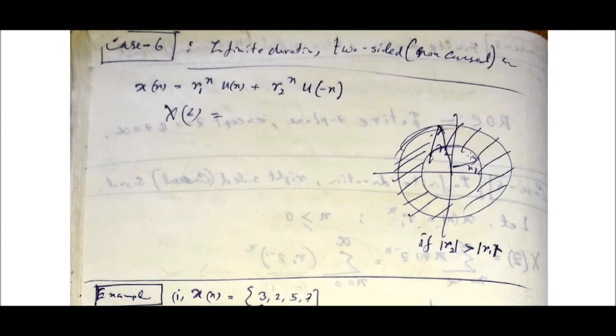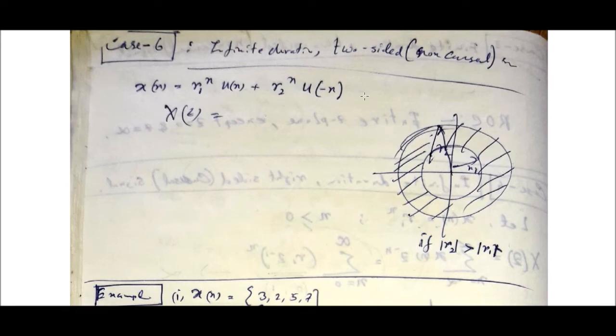So what was the common region of convergence? The common region of convergence should be interior of the circle having the radius of R2, but exterior of the circle having the radius of R1, because both the signals are present here. That's why you have to consider the common region only.